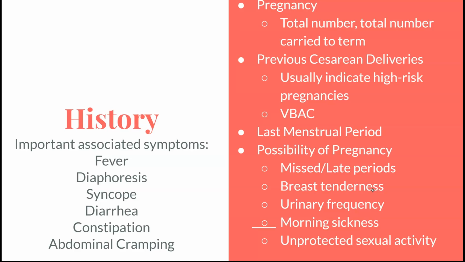Last menstrual period is important if there is a possibility of pregnancy, missed or late periods, breast tenderness, morning sickness, right? I definitely had to tell one lady once that she was pregnant. I'm like, when was your last menstrual period? She's like, 3 months ago. I'm like, and you're calling today for vomiting? She goes, yeah, I'm vomiting every morning. And I'm like, and when was your last menstrual period? And she's like, 3 months ago. I'm like, have you taken a pregnancy test? She's like, no.